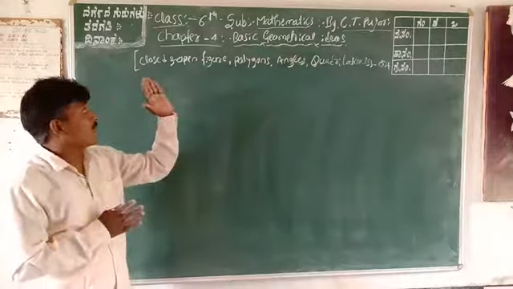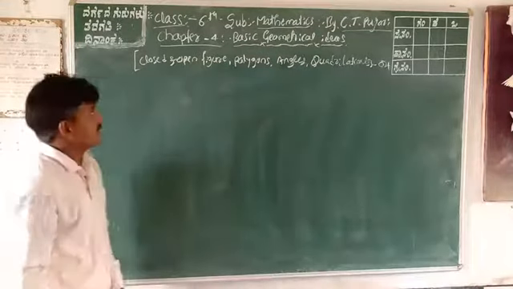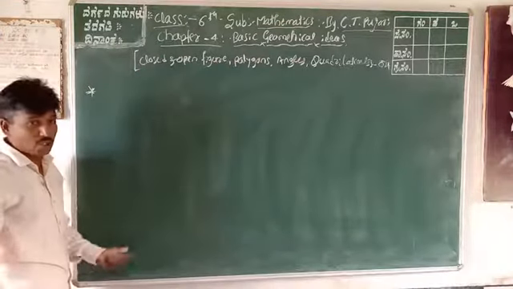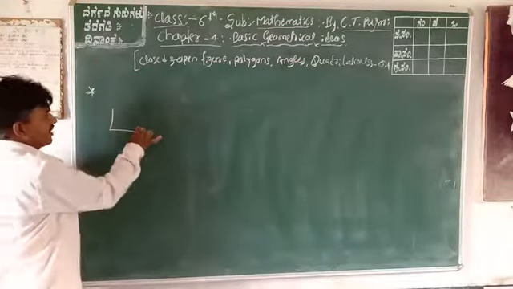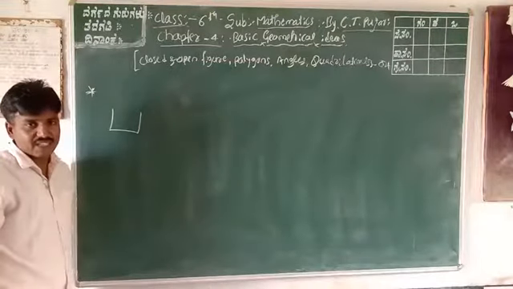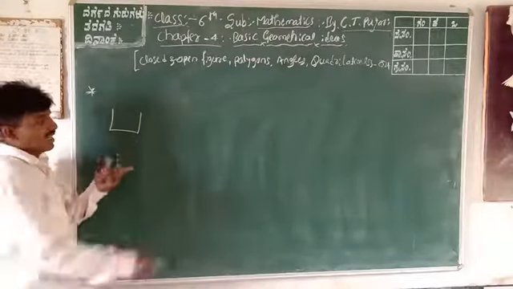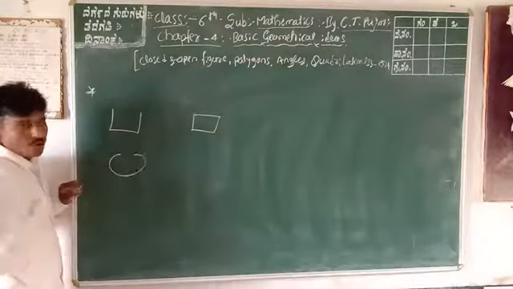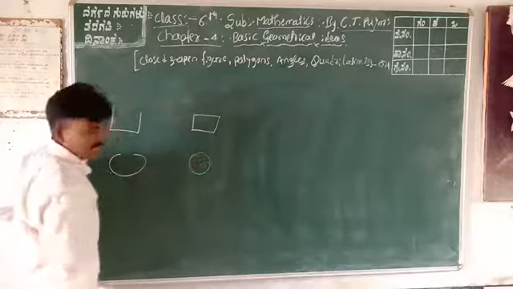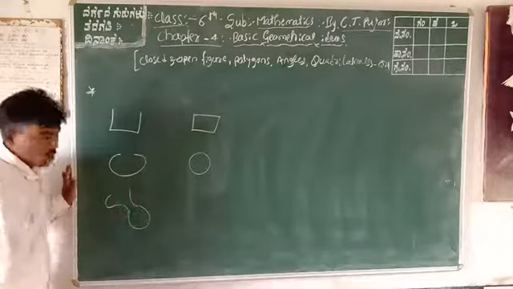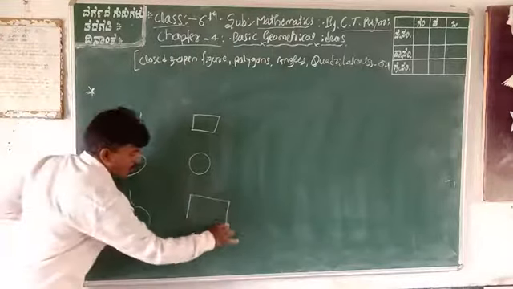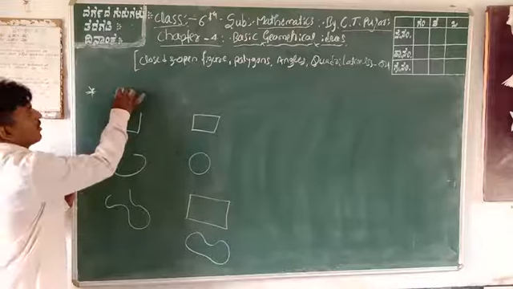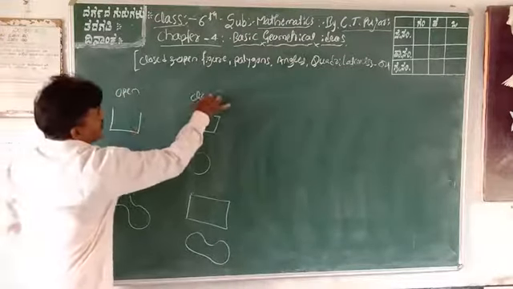Today we learn only about figures. The first concept is a closed figure and an open figure. What are a closed figure and an open figure? For example, is this a closed figure or an open figure? This is an open figure. This is a closed figure, and this is open. This is also a closed figure, and these are open figures. This is also a closed figure. This is also a closed figure. Okay.